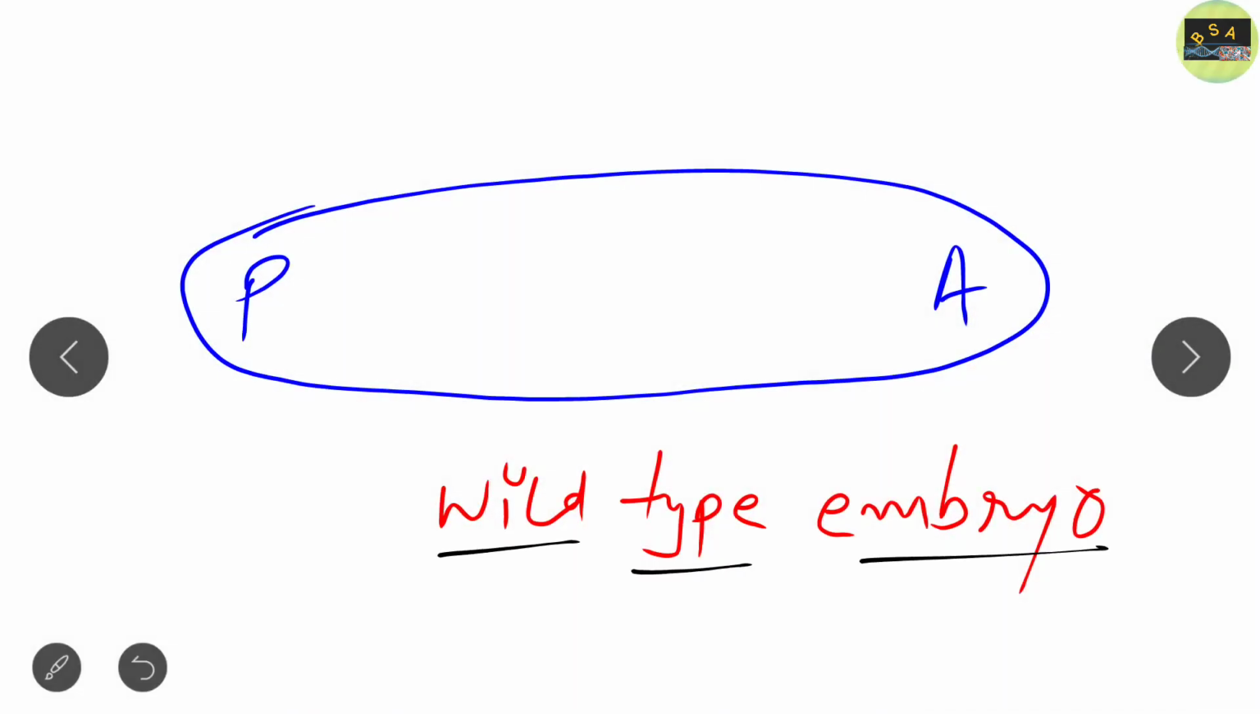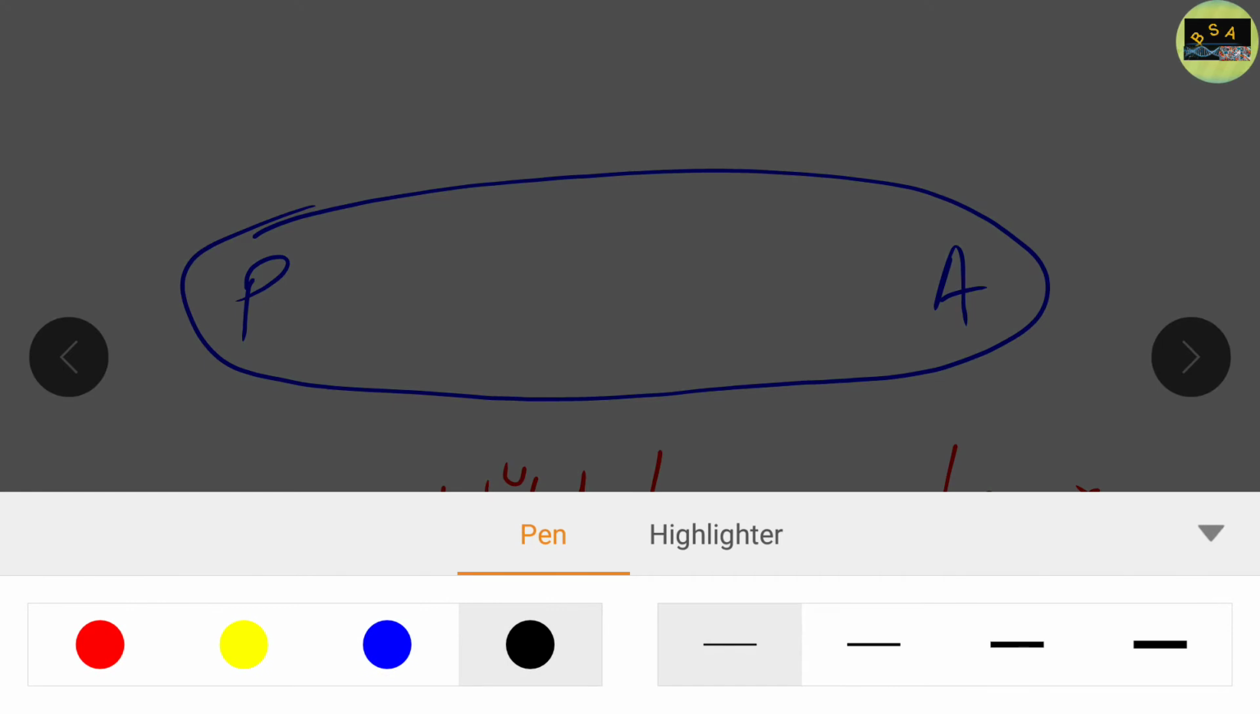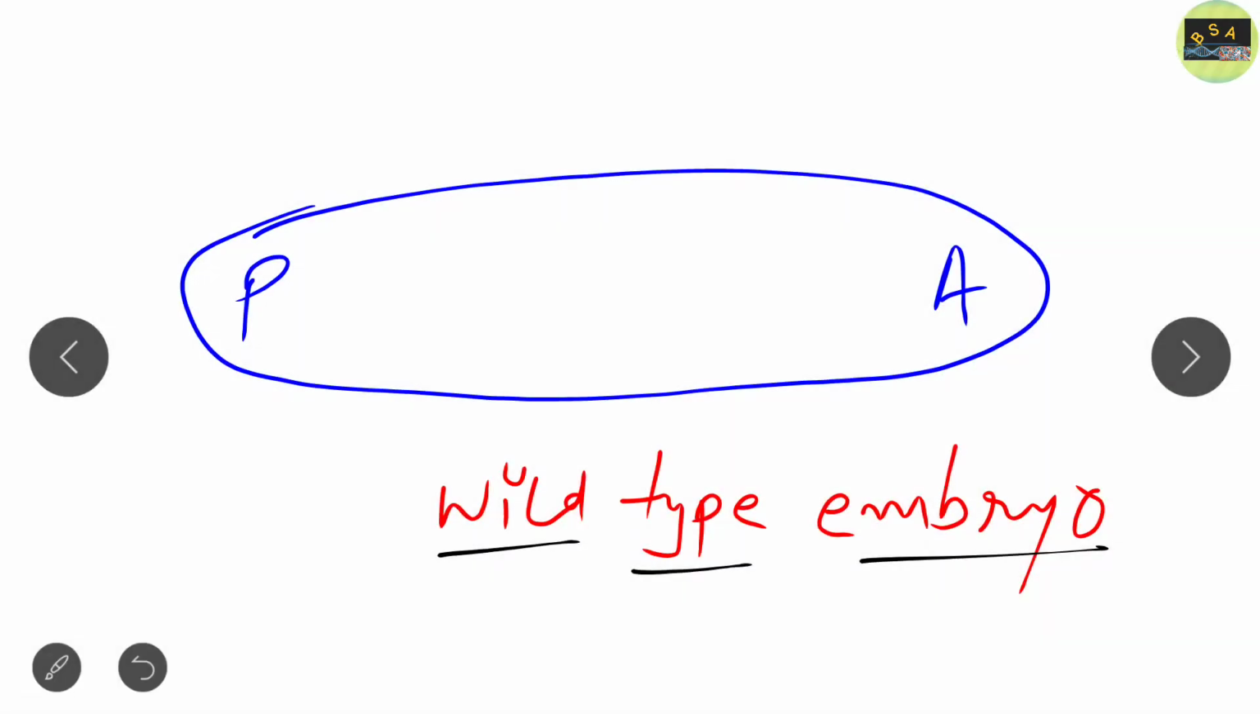Suppose this is a wild type embryo. We know that in a wild type embryo the anterior region is going to form head due to the presence of bicoid, while the posterior region is going to form tail. So this is a wild type embryo. What happens if we add a large amount of bicoid mRNA into the posterior end?